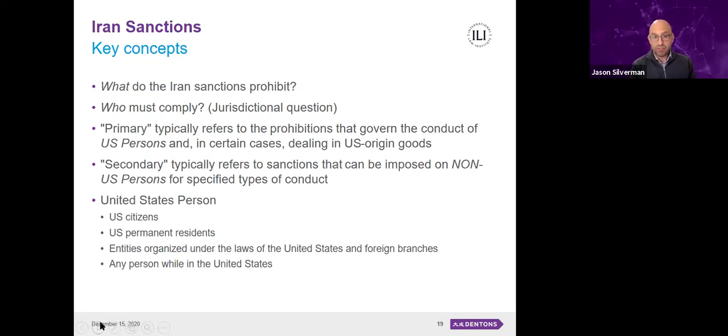I have a definition of United States person here. This is a concept that runs through all sanctions programs with the exception of Cuba. Just to reiterate, a United States person is defined as a United States citizen, United States permanent resident, entities organized under the laws of the United States and their foreign branches, and any person while in the United States. So under that last one, even a foreign citizen on business or leisure travel in the United States, while in the United States, is within the definition of a U.S. person. And again, the significance of this is that many of the prohibitions under the Iran sanctions distinguish between U.S. persons and non-U.S. persons other than those owned or controlled by U.S. persons. Next slide, please.